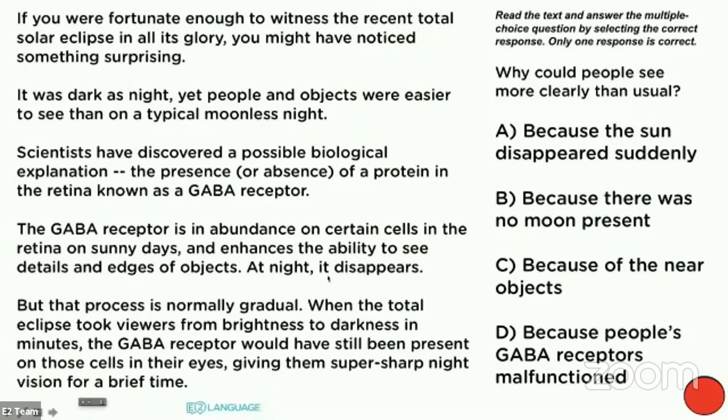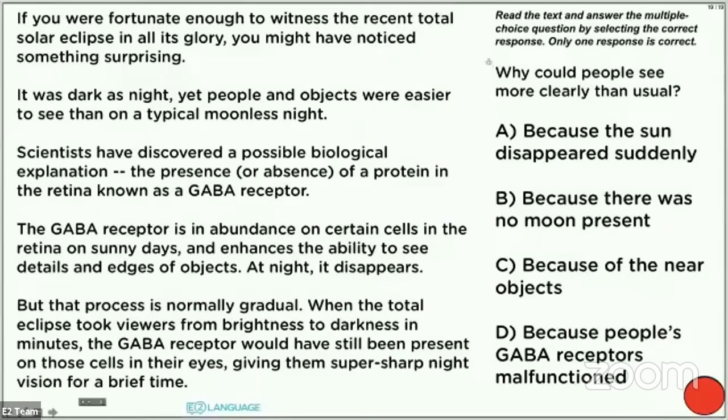All right, let's have a look at this one. So let's read the question prompt. The question prompt says, why could people see more clearly than usual? So this is going to be looking for a detail. So let's connect the question prompt to the answer options. They could see more clearly because the sun disappeared suddenly. They could see more clearly because there was no moon present. They could see more clearly because of the near objects, or they could see more clearly because people's GABA receptors malfunction. Now, if you just chose this one because it looks more complex, think again.